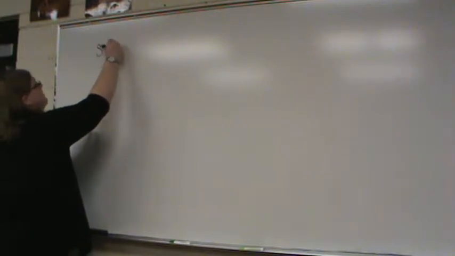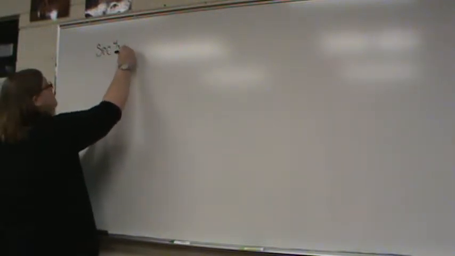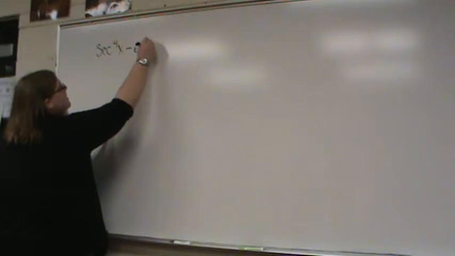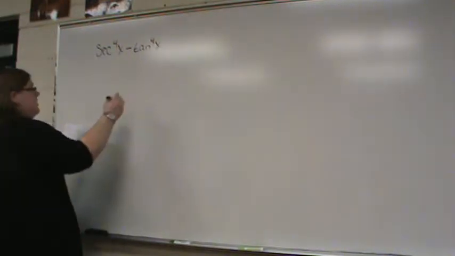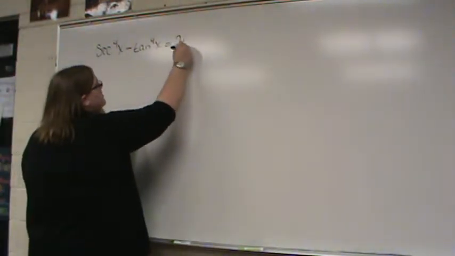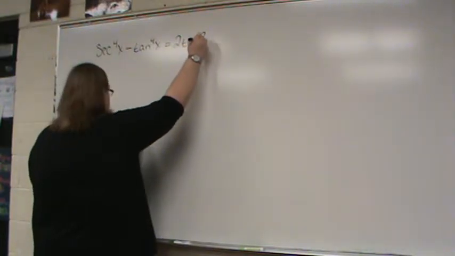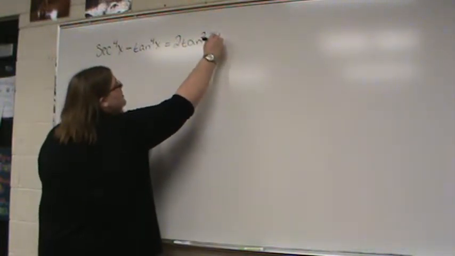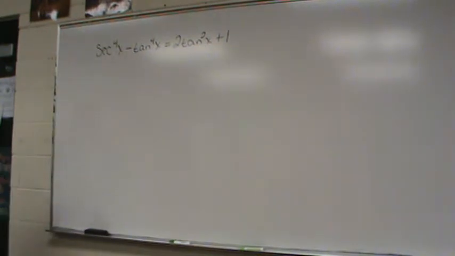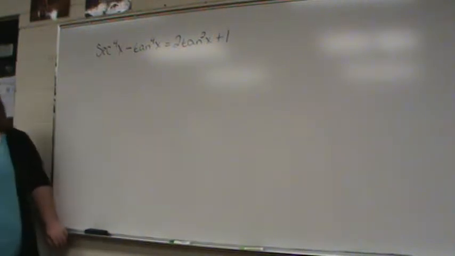Alright, so this is the 9192 review. Number 1 says secant to the 4th x minus tangent to the 4th x equals 2 tangent squared x plus 1. So we have to prove this identity. So you guys tell me, what should my first step be?